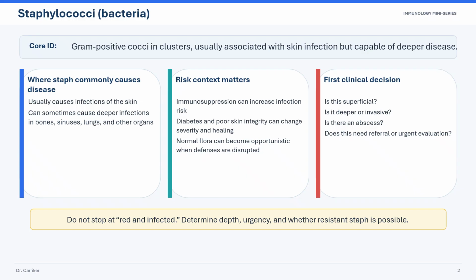So some of the things that you might see in the field: if we look at a skin infection and determine whether it's superficial or deep or more invasive, keep in mind the risk classification and how that might be interpreted. Do not stop at, oh, it's red and infected, but rather do a little additional assessment and determine whether resistant staph is a possibility. Again, this may need to be referred out to a physician.